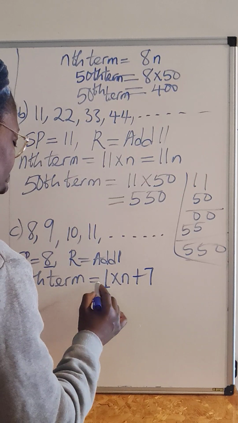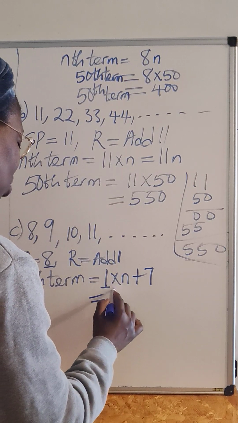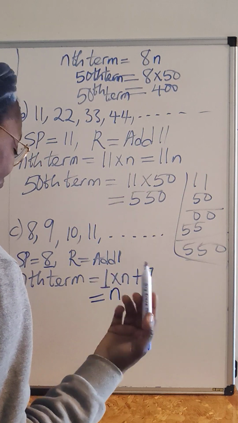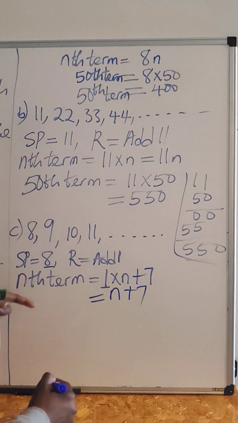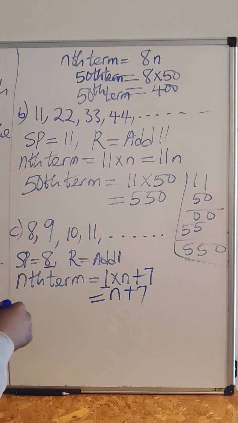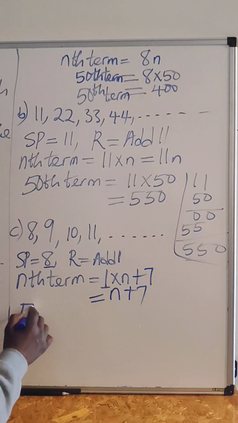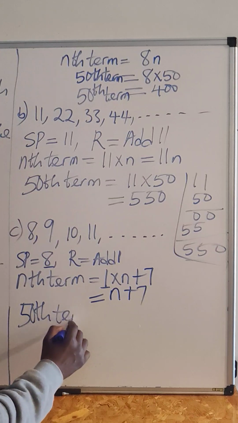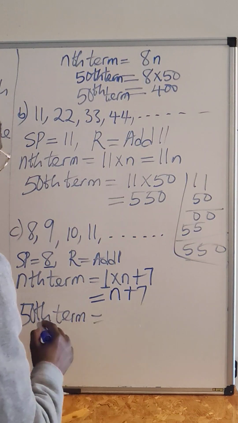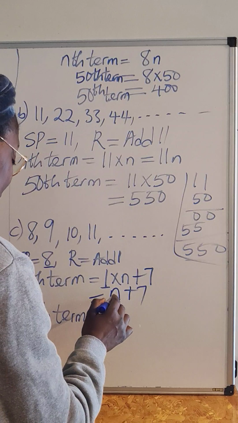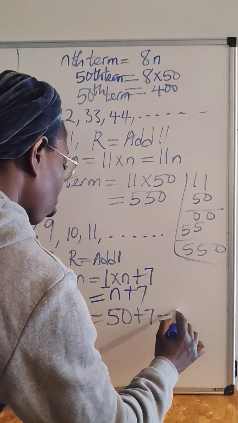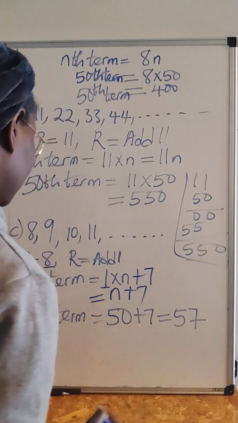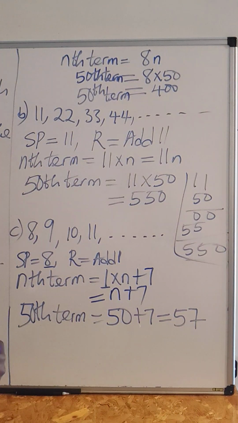So finally, we have the rule, 1 multiplied by n, gives us n. You can call it 1n. So 1n is the same thing as n plus 7. So this is for the nth term. So for the 50th term, we're going to write 50 to replace n here. So we have 50 plus 7, which is equal to 57.